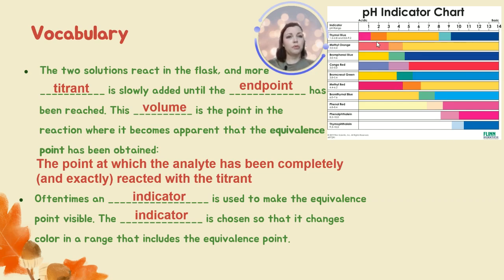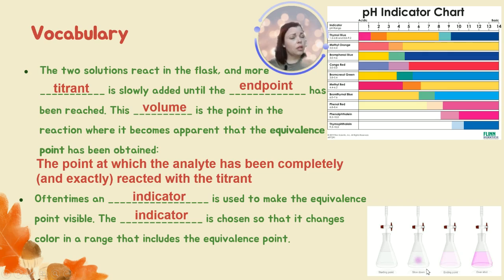So you can see that we have a wide range of indicators here. And so then depending on the species that you're studying, you would choose an indicator that would change color over the pH range at which your equivalence point will be. So now let's continue. This is what this looks like practically in the lab. So before you reach your endpoint, your solution might be clear. Then you would slow down as you start to see the color linger in solution, but you can still make it go away with swirling.